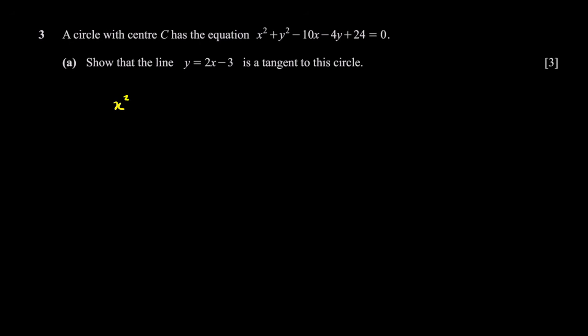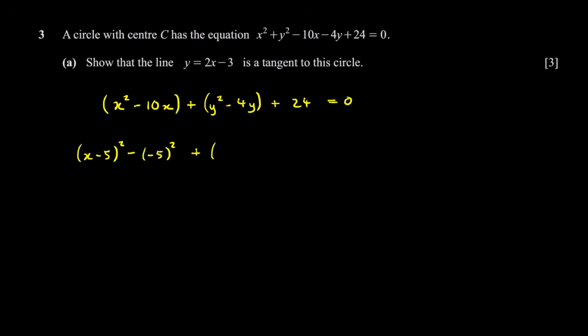So I'm going to rewrite this as x squared minus 10x plus y squared minus 4y plus 24 is equal to 0. What I'm going to do is complete the square with that and with that there. So how do I complete the square? Well, I take the coefficient of the x, which is negative 10. I divide it by 2, which is negative 5. So I'm going to get x minus 5 all squared minus 5 squared. And I'm going to do the same thing with the y. Negative 4 divided by 2 is negative 2. So y minus 2 all squared minus 2 squared plus 24 is equal to 0.